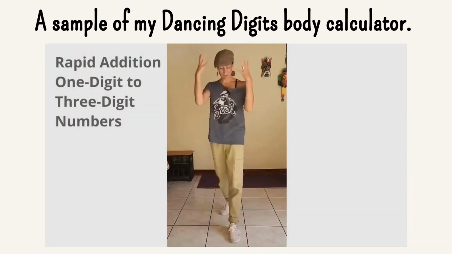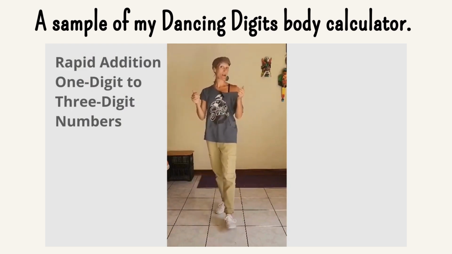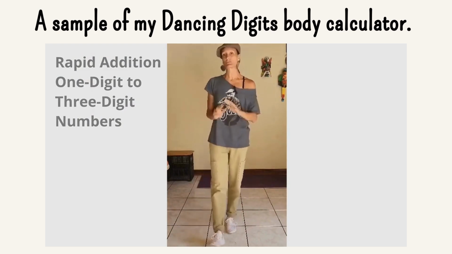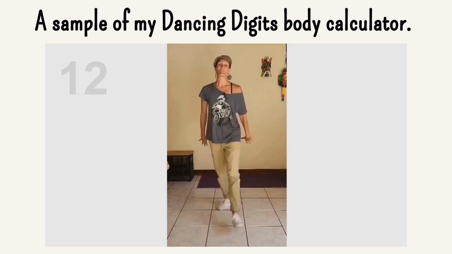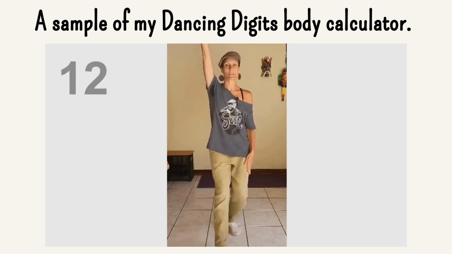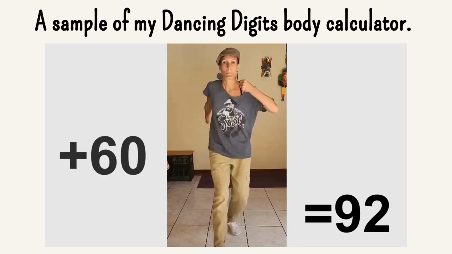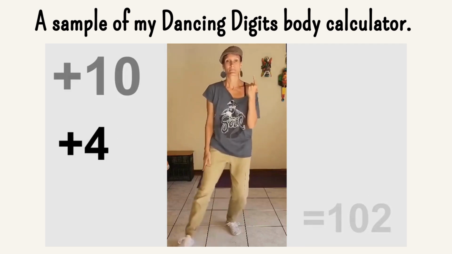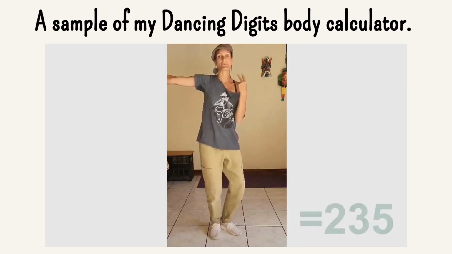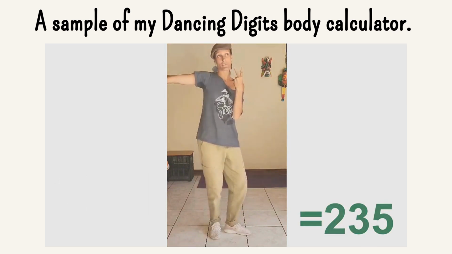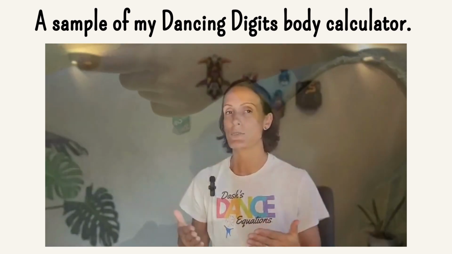Dancing digits. Basically, I'm turning the body into a calculator so I can do basic arithmetic. I have my daughter, Arya, behind the camera with me today. She's going to call out some 2-digit numbers at random, and I'm going to calculate them very quickly with my body. Here we go. 12, 20, 60, 10, 4, 9, 120. What do you have? I have 235. Correct. In my classes, we explored Kaprekar's constant through a hands-on activity.